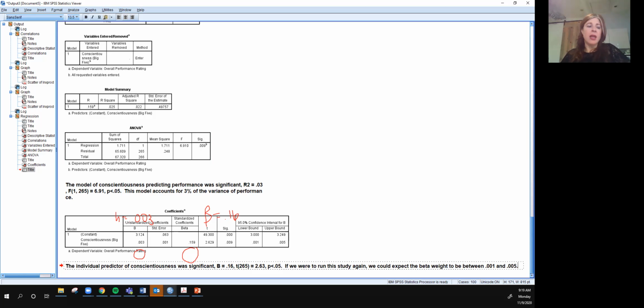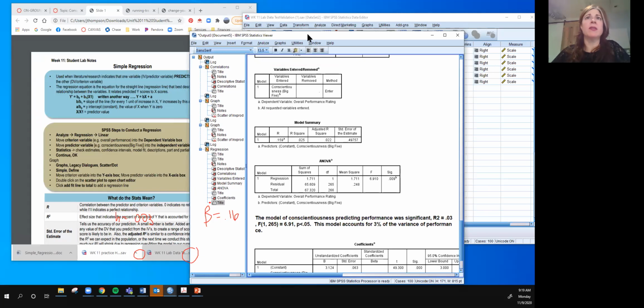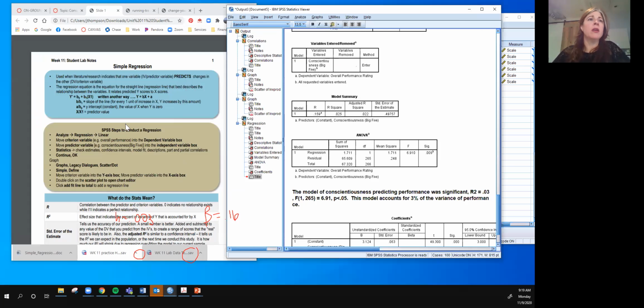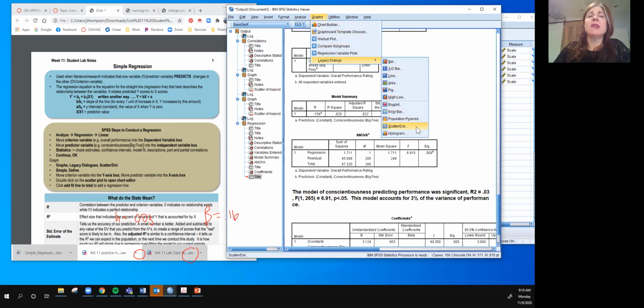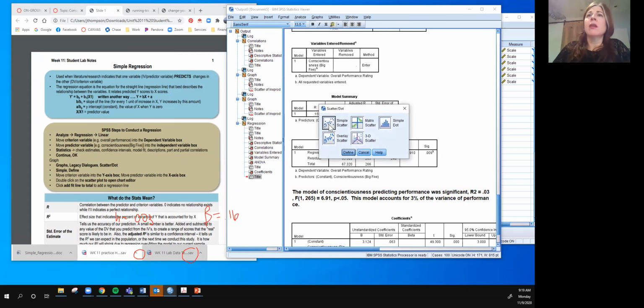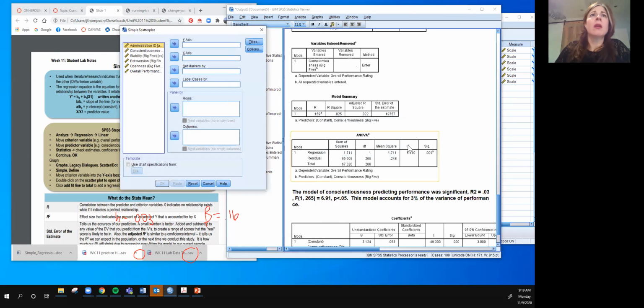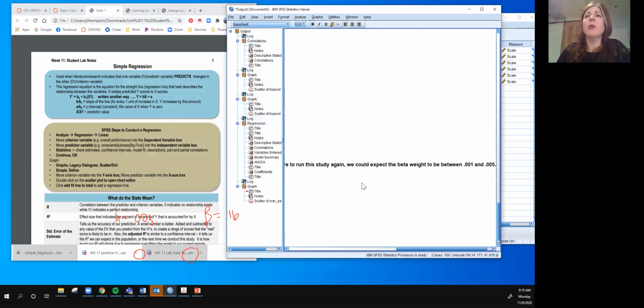Okay, now the last thing that we need to do is graph this. And you'll see over here, I think you guys should be pros at this by now, but we'll go through this. Graph, legacy, scatter dot, simple scatter. And then we're just going to take conscientiousness on the x-axis, overall performance on the y-axis. Here it does matter. And hit OK.